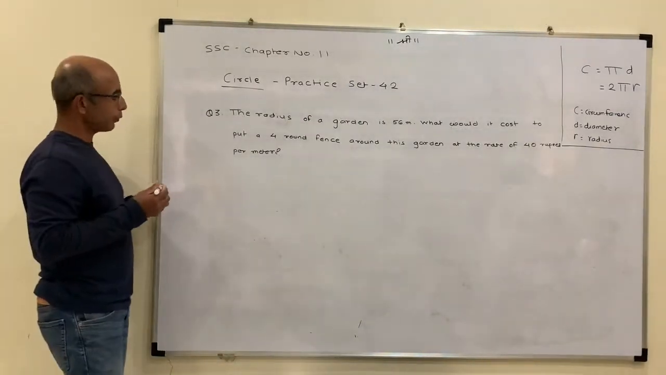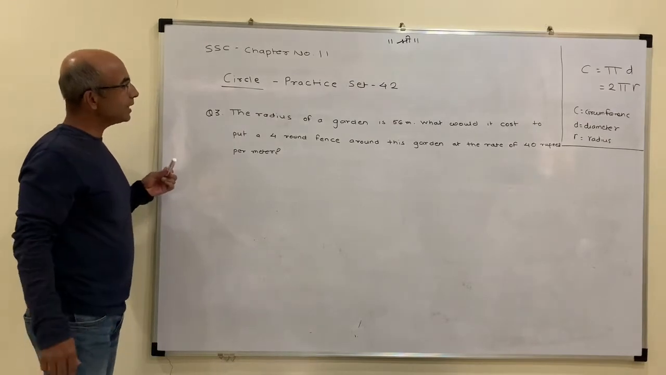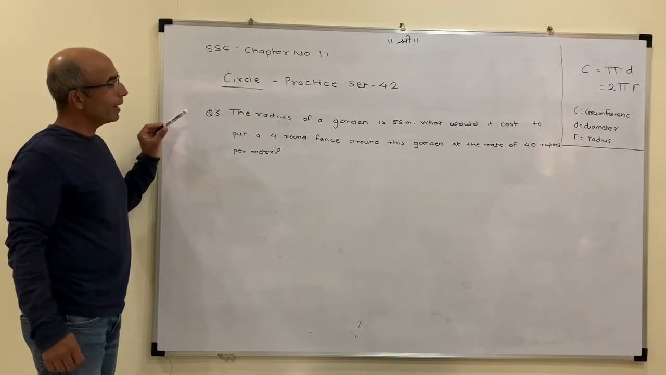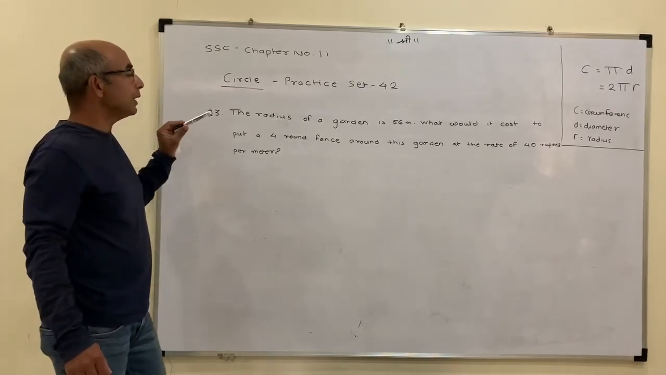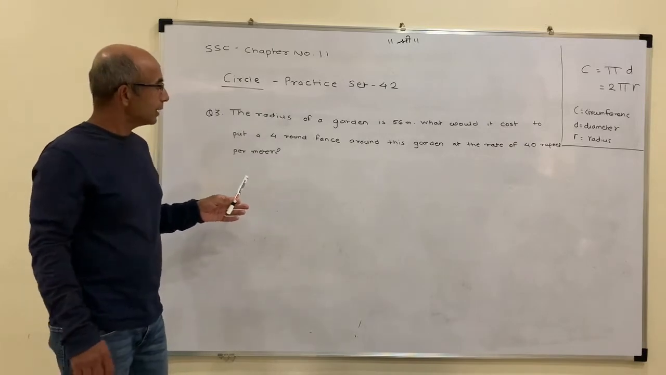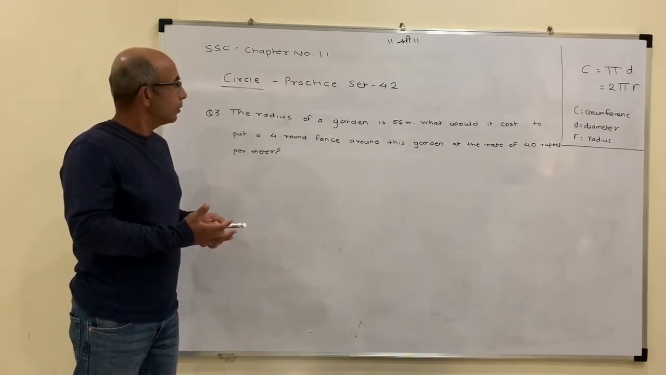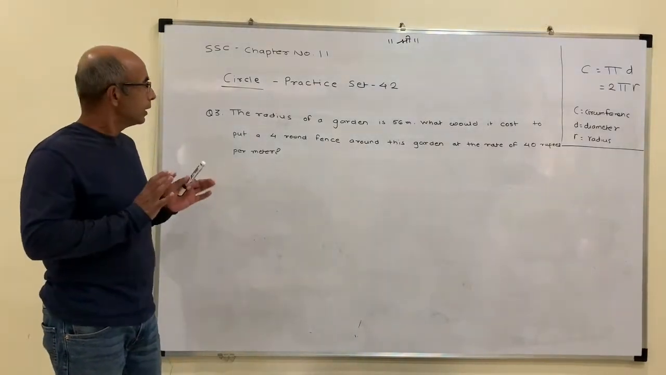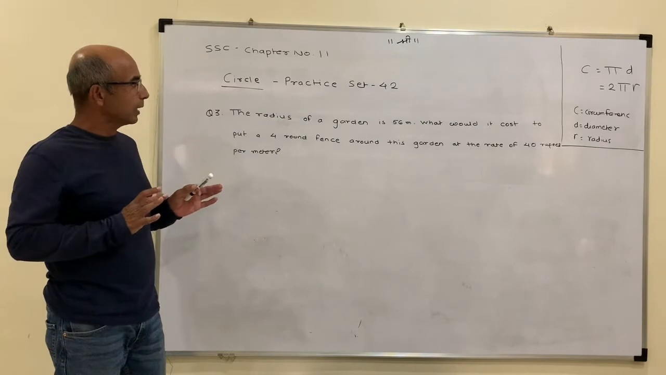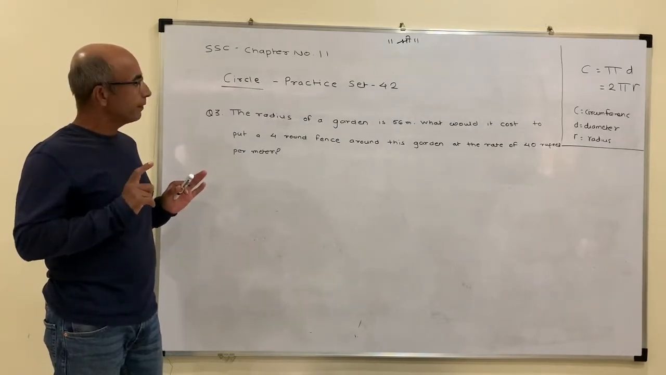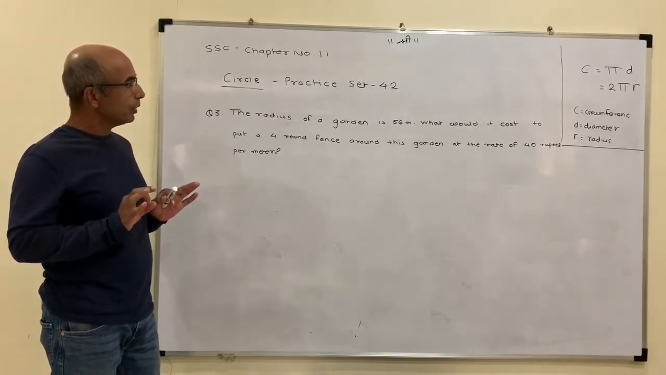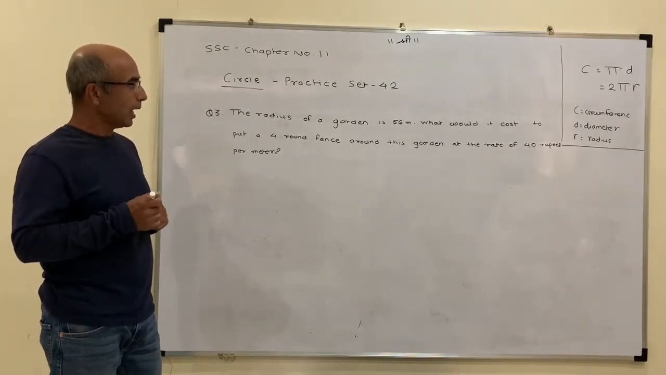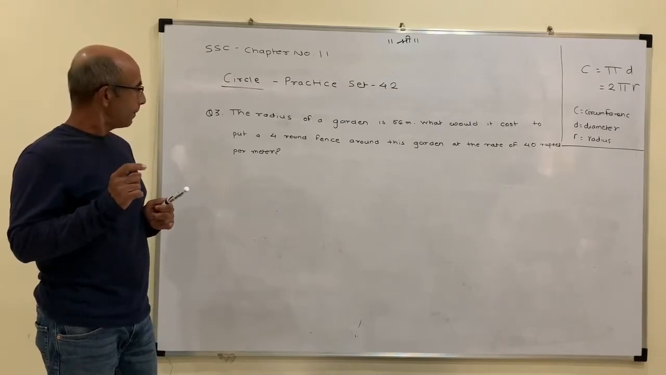Yeah. Now question number 3, the radius of a garden. In this kind of word problem we need to pay attention to the important information given, rather than getting confused about whether it's a garden, a wheel or anything. See what they say: the radius of a circular garden is 56 meters. What would it cost to put 4 rounds of fence around this garden at the rate of 40 rupees per meter?